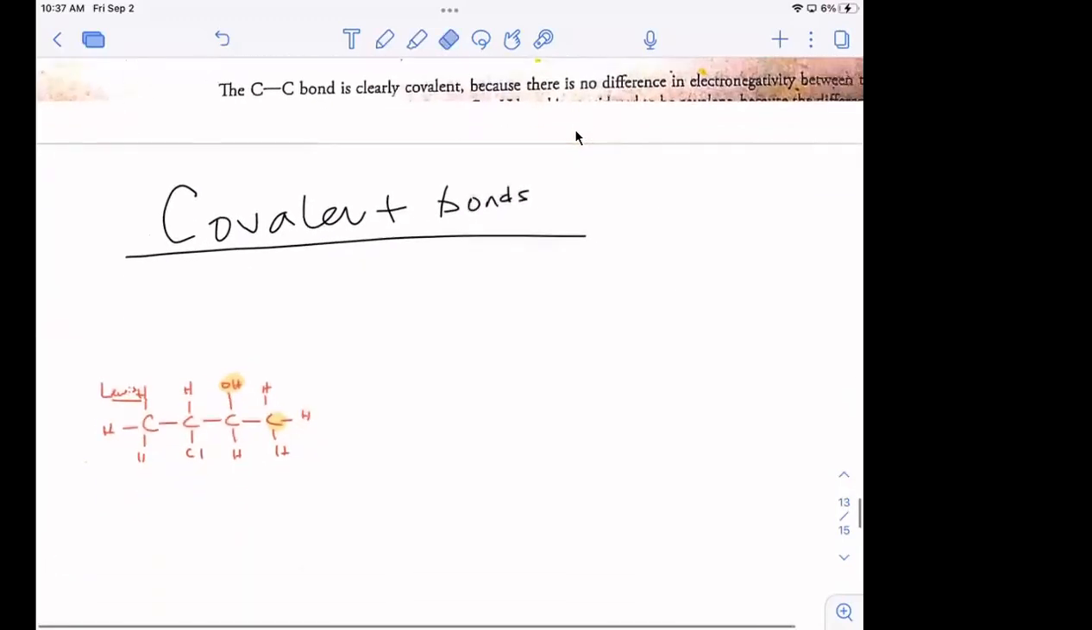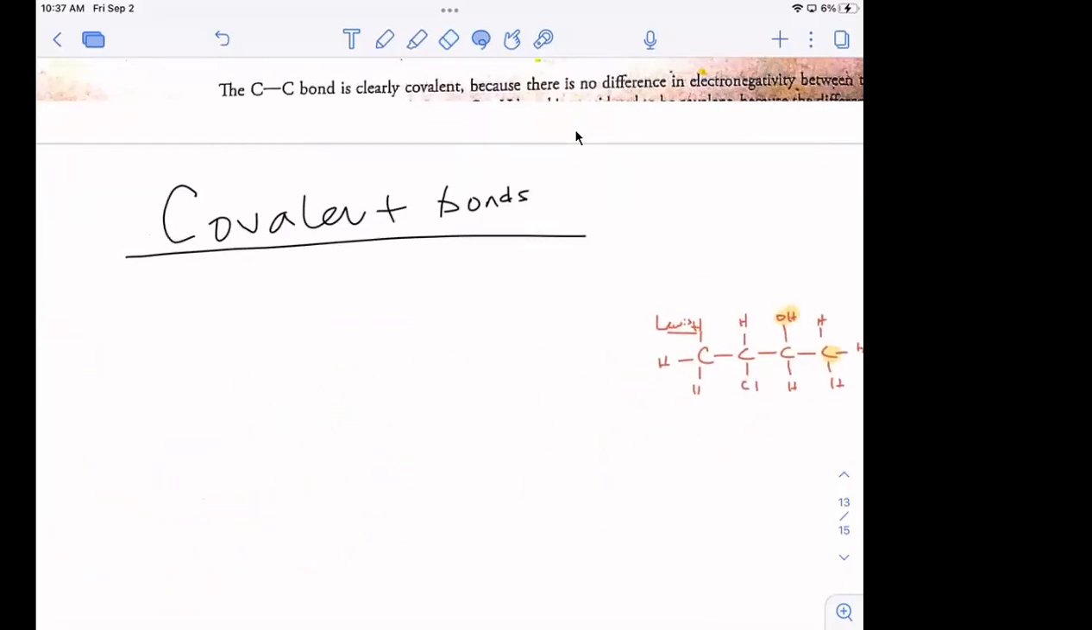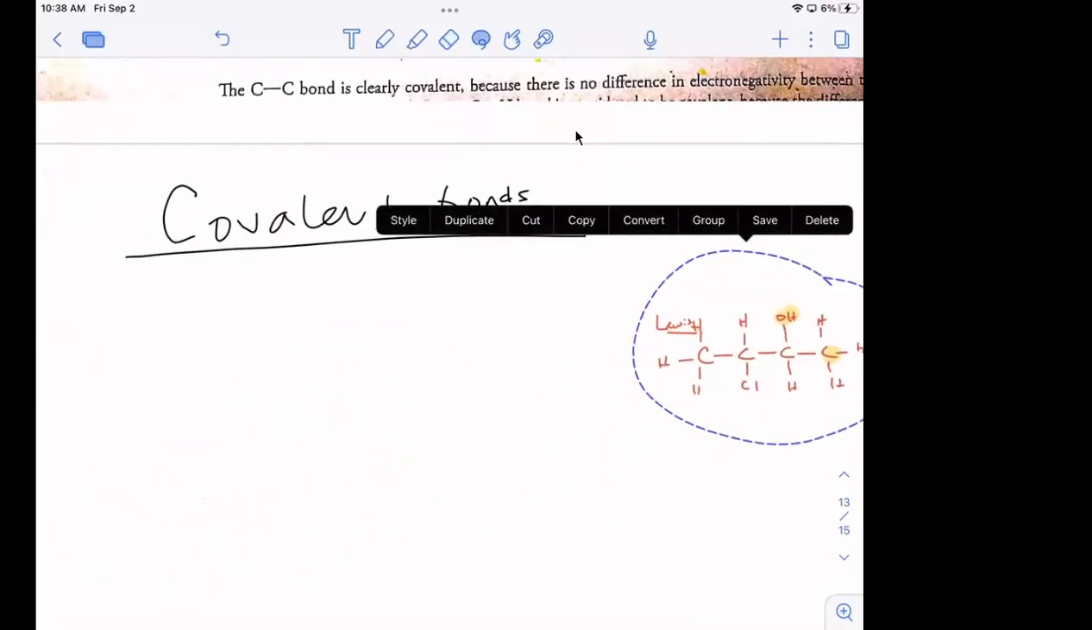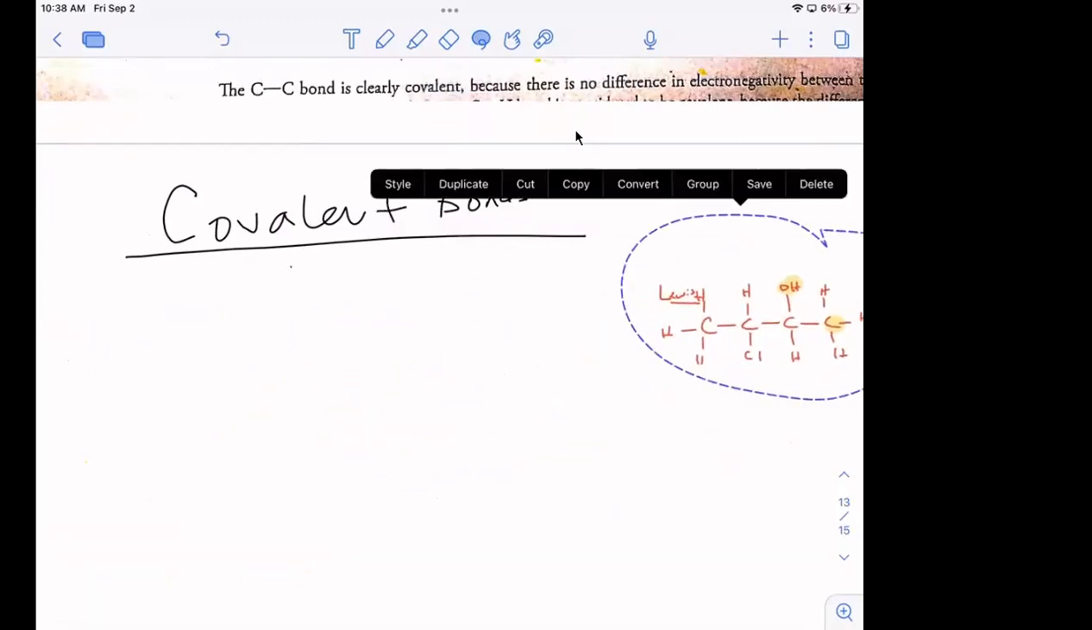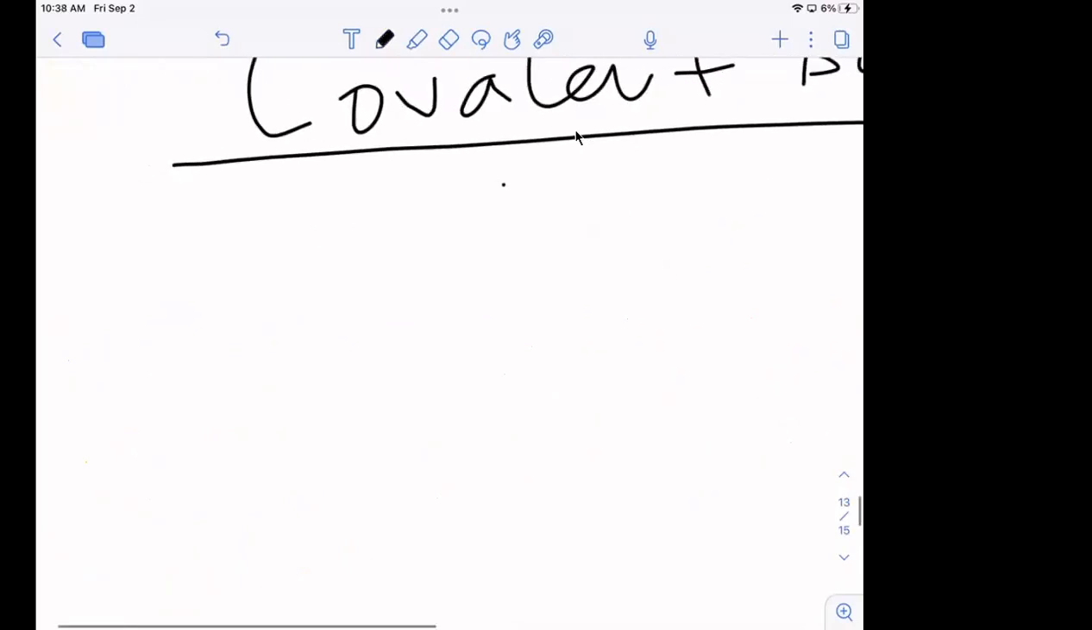All right, so we're going to talk about covalent bonds. Save that. And basically, you have two types. I think I mentioned this before. But first, let's talk about what the term covalent means. All right, so we have a covalent.